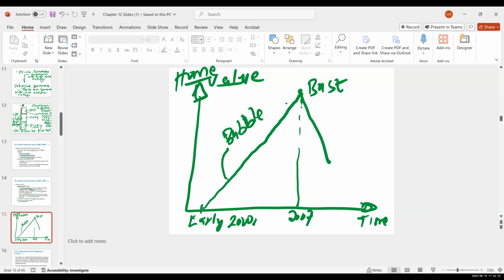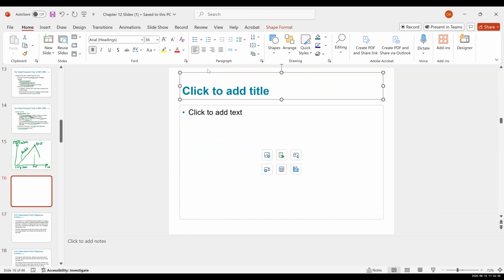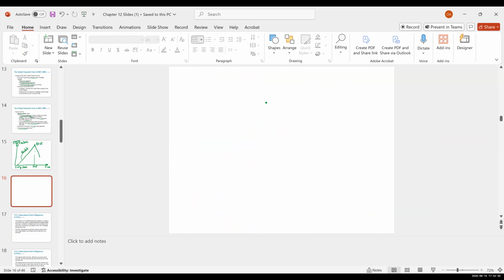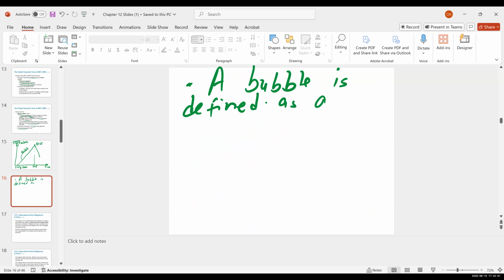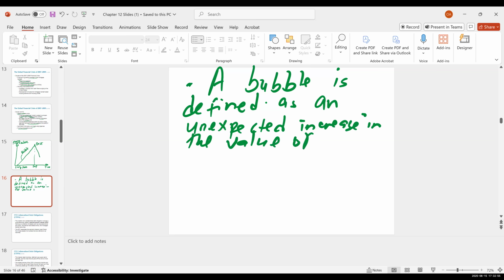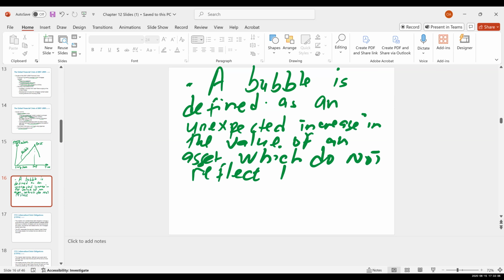So a bubble is basically an unrealistic. Okay, let me talk about what it is. What do we mean when we say there's an asset price bubble, or a bubble in the values of homes? A bubble can occur in a stock market, and the value of a particular stock can rise unexpectedly. So a bubble is defined as an unexpected increase in the value of an asset which does not reflect its true value.